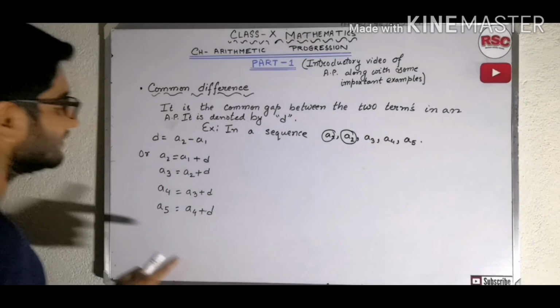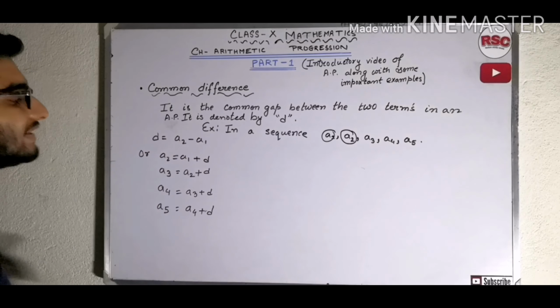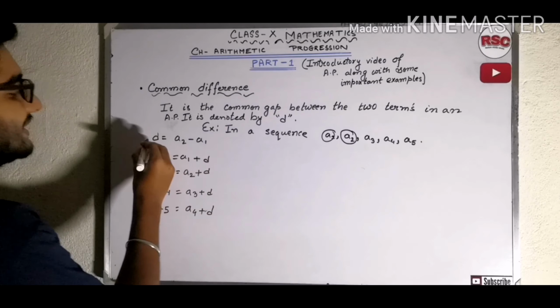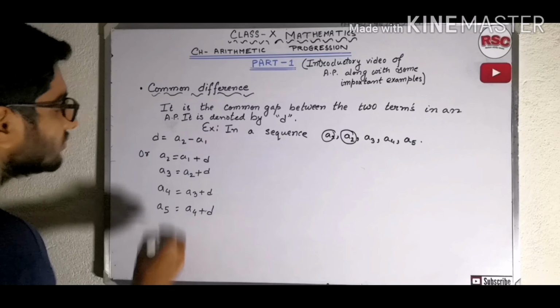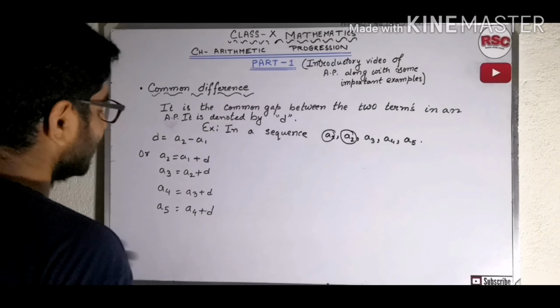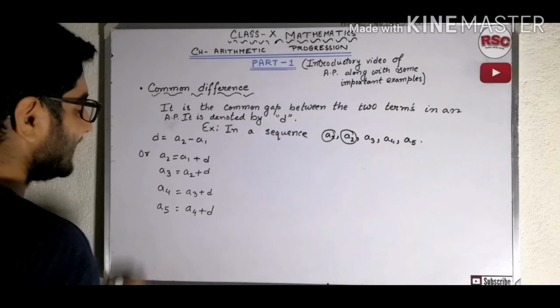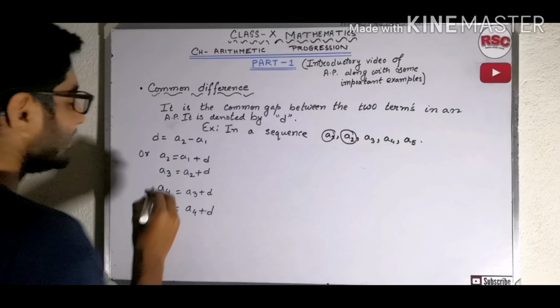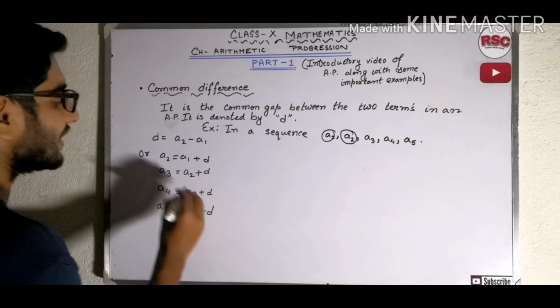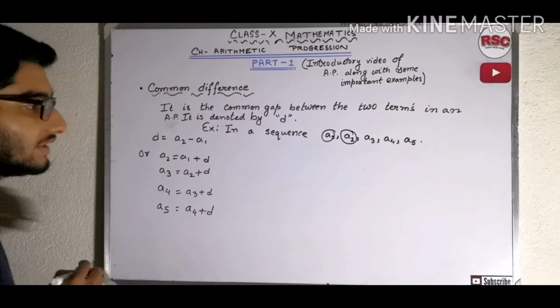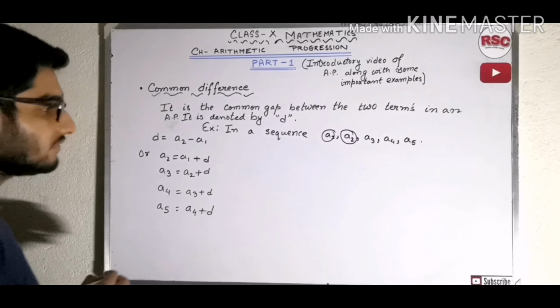Or we can write, just see over here, I am taking this A1 to the left-hand side, so it becomes A1 plus d. So A2 will be A1 plus d. Likewise A3 will be A2 plus d, A4 will be A3 plus d, and A5 will be A4 plus d. So let us take an example.